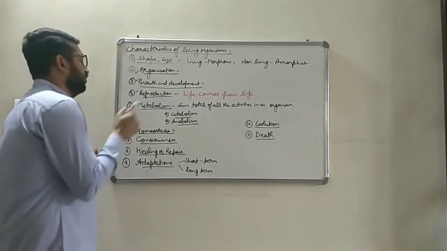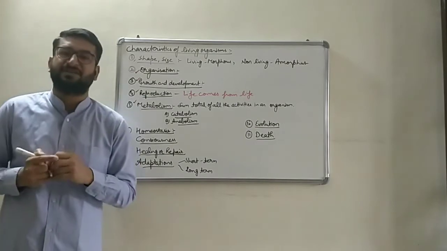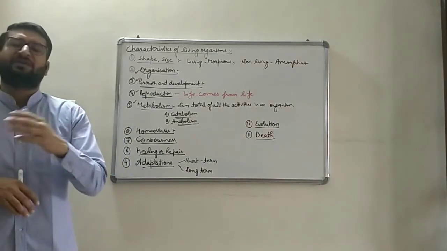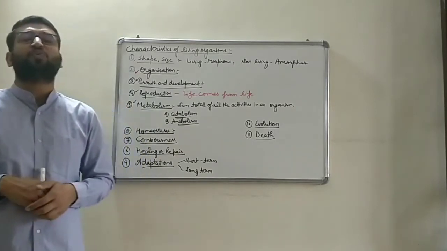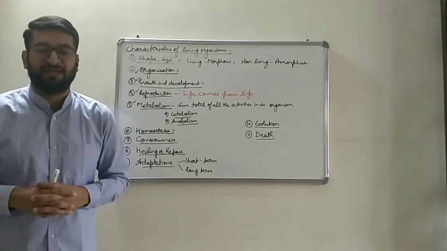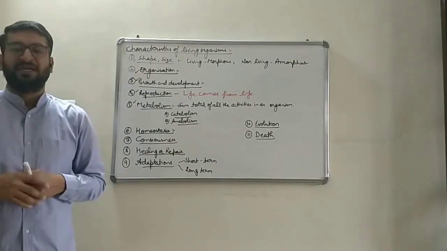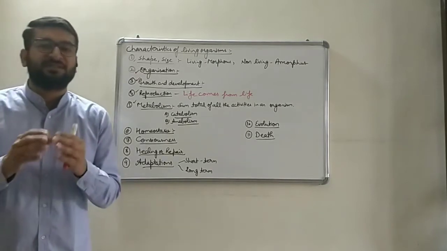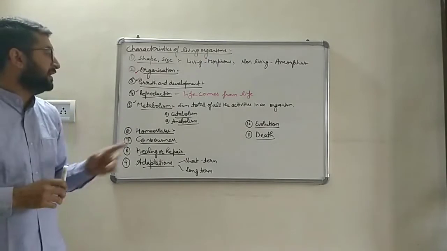Next is metabolism, the defining character on which we differentiate the living organisms and non-living things. Metabolism means the sum total of all the vital activities occurring inside the body of an organism is known as metabolism or metabolic activities. एक लिविंग ऑर्गेनिज्म की बॉडी में जितनी भी एक्टिविटीज हो रही हैं उनका सम टोटल क्या कहलाता है? मेटाबॉलिज्म.